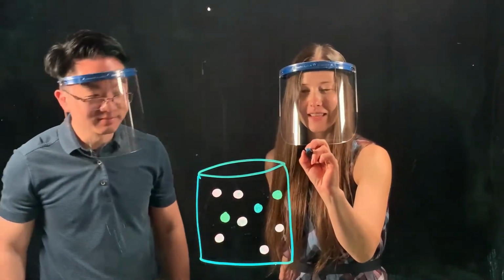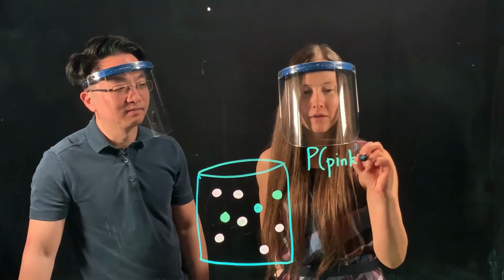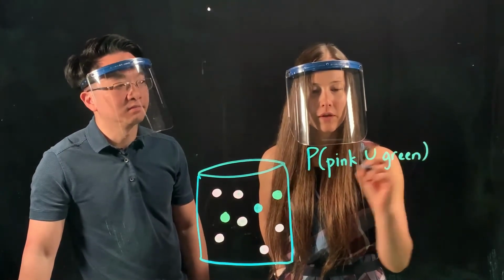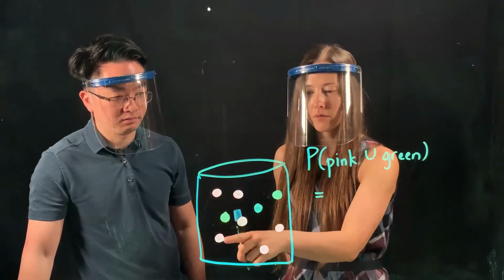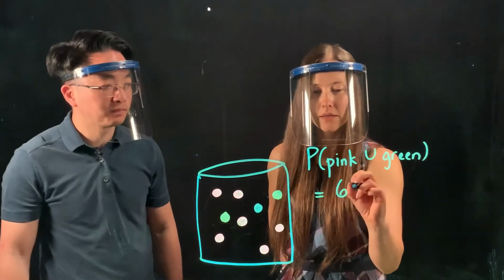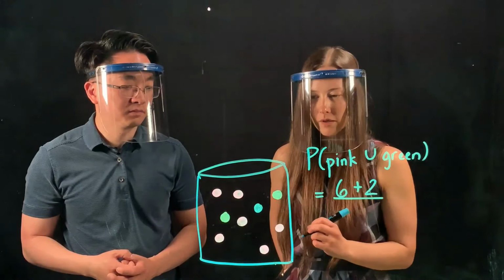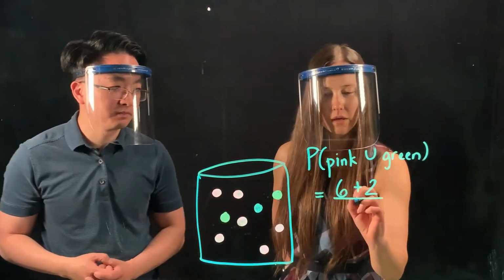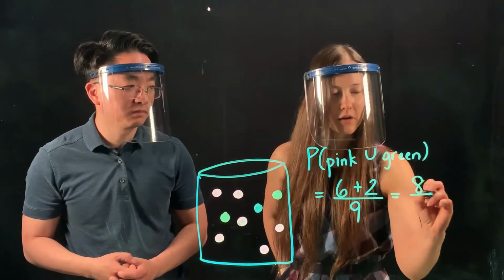We are going to calculate the probability of obtaining a pink marble or green marble. So we are going to count the number of outcomes that are pink, 1, 2, 3, 4, 5, 6, plus the number of outcomes that are green, 1, 2, out of the total possible outcomes. There are 9 total possibilities, because the only thing we were missing was that blue one. So that would give us 8 out of 9.